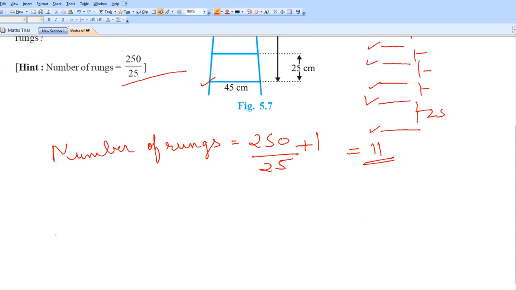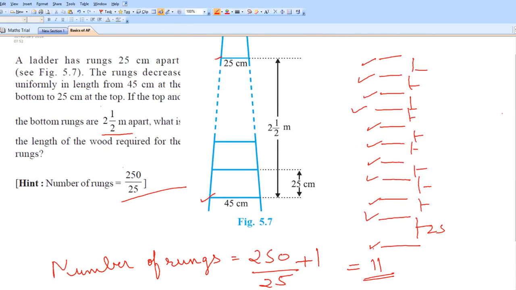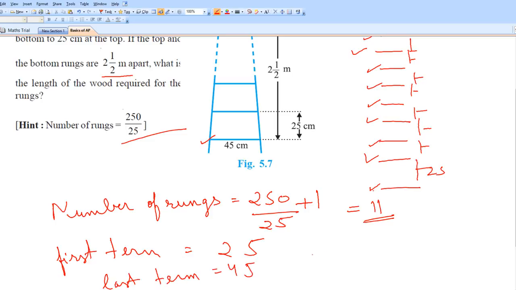Alright. Now, starting at the top, I can say that the rungs are in an AP, as it has been said that they are decreasing uniformly in length. That means they are increasing uniformly in length from top to bottom. They must be in AP, otherwise uniformity cannot be maintained. Right? So the first term of this AP is 25. The last term of this AP is 45.